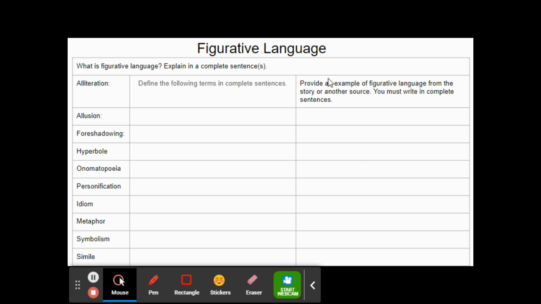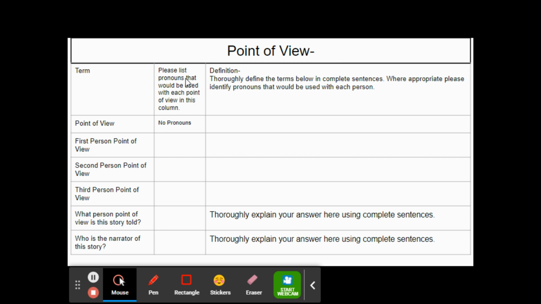Point of view. Please list pronouns that would be used with each point of view in this column. Definitions are going to go here. What person point of view is this story told? You're going to answer it in a complete sentence here. Who is the narrator of this story? The narrator of The Outsiders is Ponyboy Curtis.